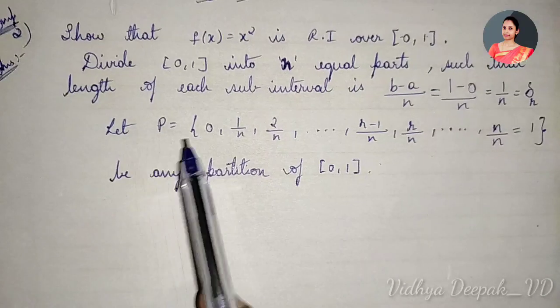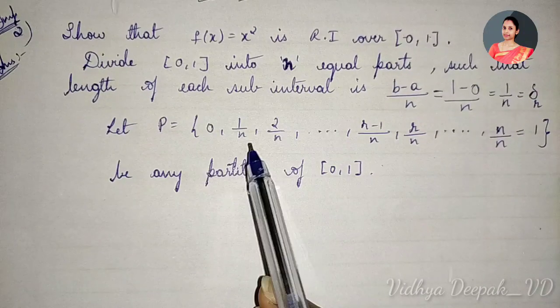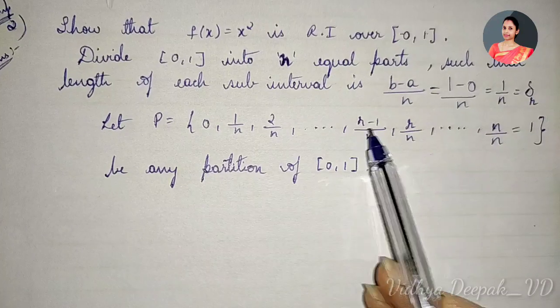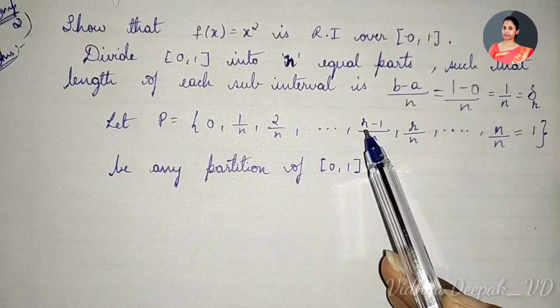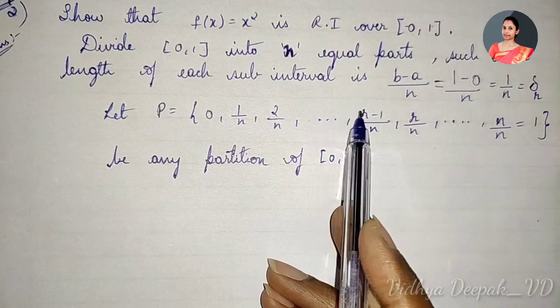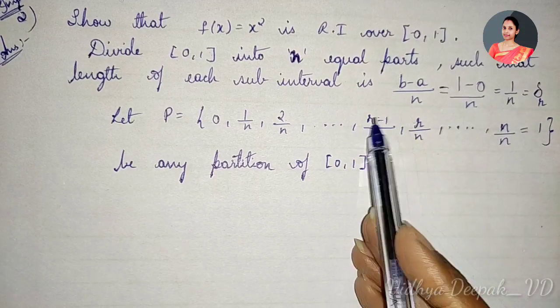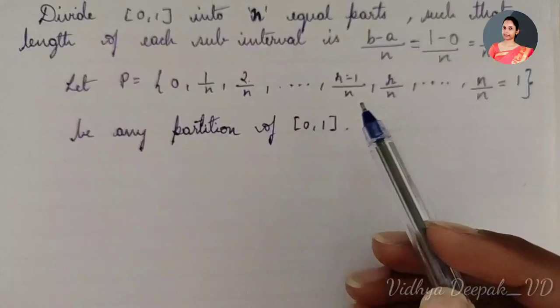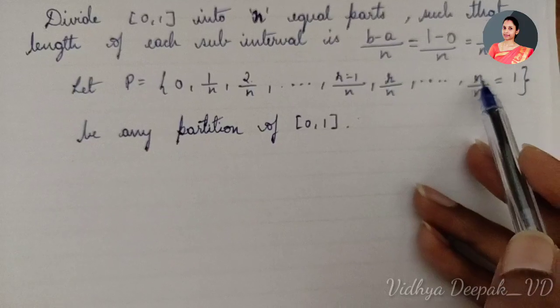Now I'll consider a partition, or I'm creating a partition now, that is 0, 1 by n, 2 by n, etc. In the middle I'll take some number to be r by n. So the previous number will be r minus 1 by n. The numerator is increasing by 1, that means the previous number will be minus 1. R minus 1 gives you the previous value. Now next, etc., it goes on until it becomes n by n.